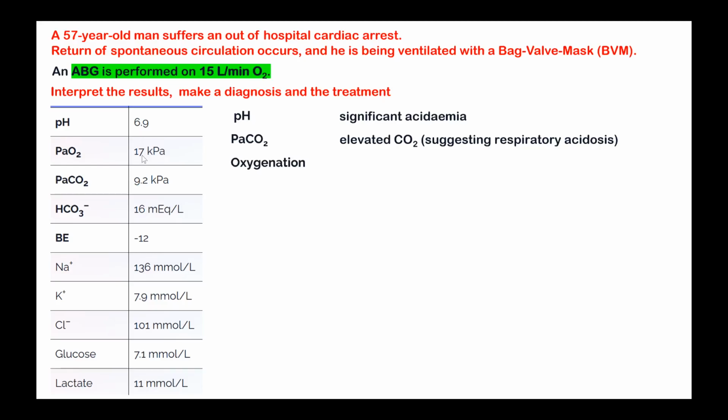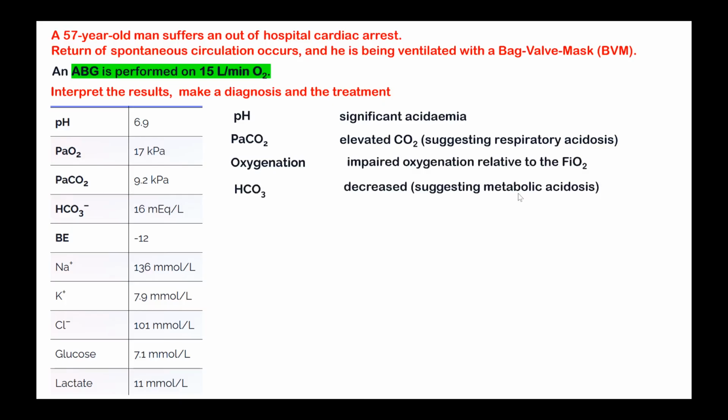So 10 into 7.5 is 75. Normal, sir, roughly it is about 120 or 130 millimeters of mercury. Is it normal with the 15 liters of O2? It is not normal, sir. Not normal, because he is receiving 15 liters of oxygen. So impaired oxygenation relative to the FiO2. Bicarb reduced, suggesting metabolic acidosis. Base excess minus 12, acidosis, so low, again indicating metabolic acidosis.